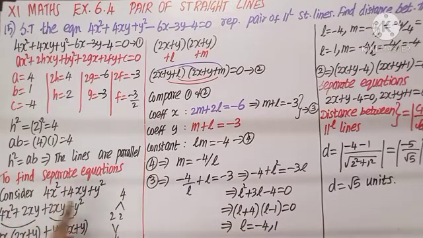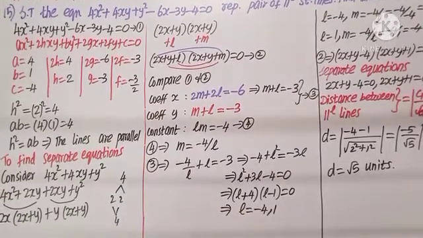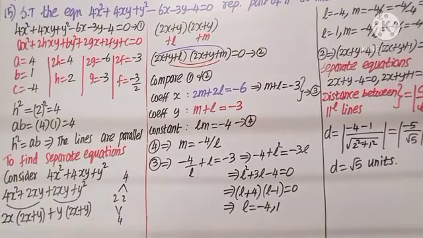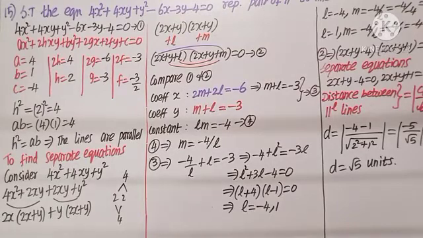To find the separate equations, consider the first three terms: 4x square plus 4xy plus y square. Factorizing 4 into 1 and 4, we need 4 again; the only factors are 2 and 2. As I factorize, I get 2x plus y into 2x plus y.